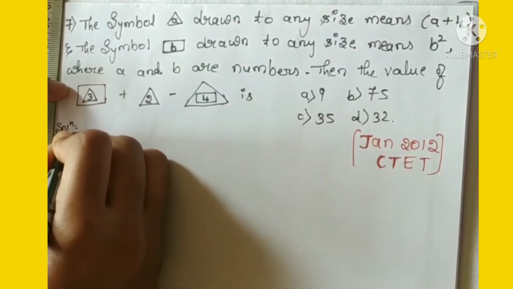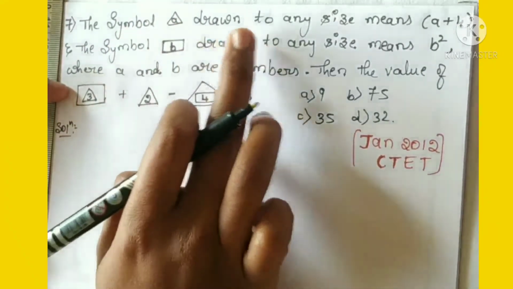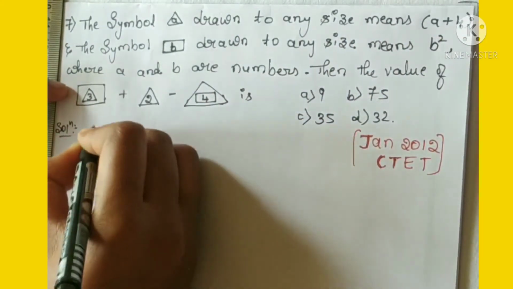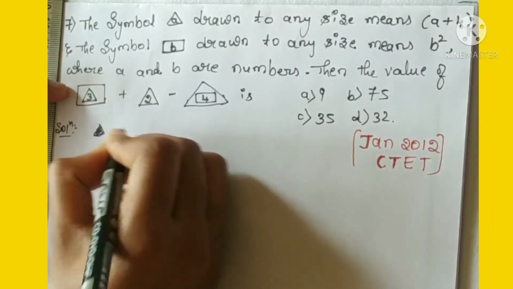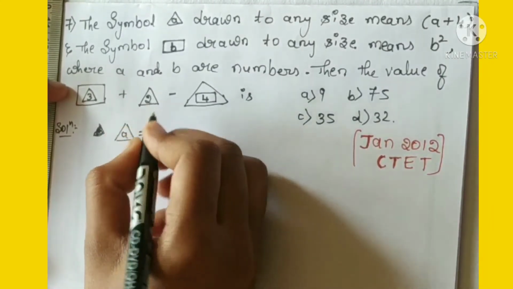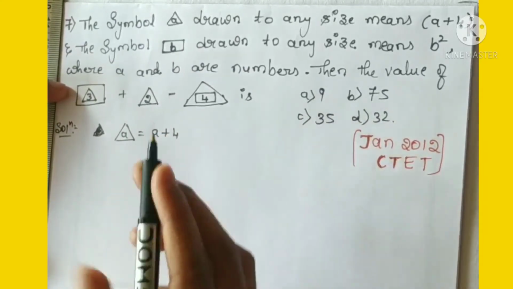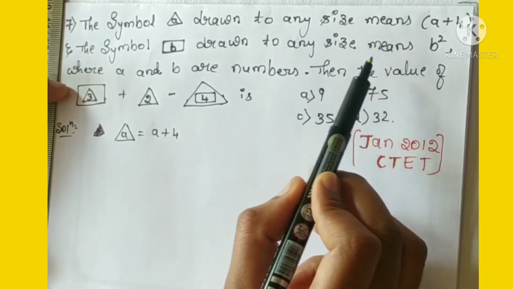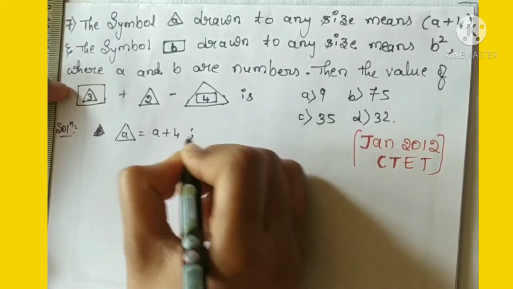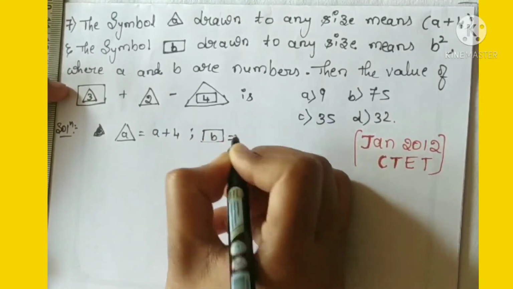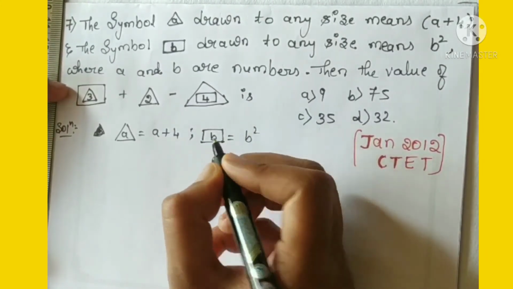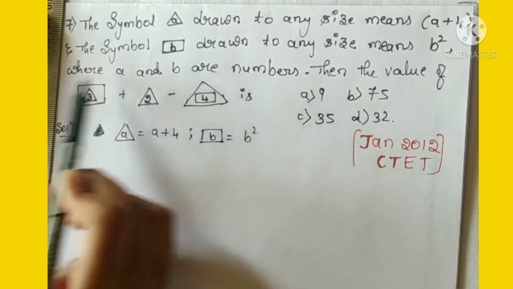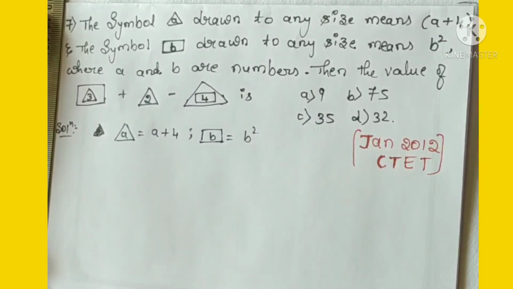Solution. The symbol triangle A drawn to any size means A plus 4. It means triangle A is equal to A plus 4, and the symbol rectangle B drawn to any size means B square. It means rectangle B is equal to B square. Now we have to find the value of this equation where A and B represent numbers.